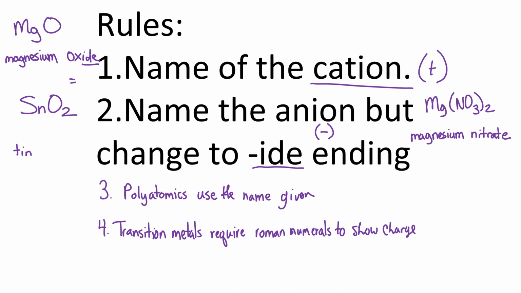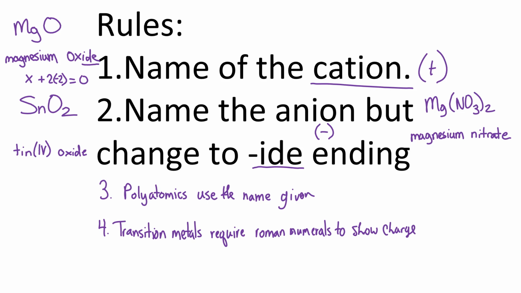So I know that the compound is equal to 0, right? I know that oxygen is a -2 charge. So I want to find out the charge of tin. So what is the charge of tin in this case? 4. So I'm going to say tin(IV) oxide.